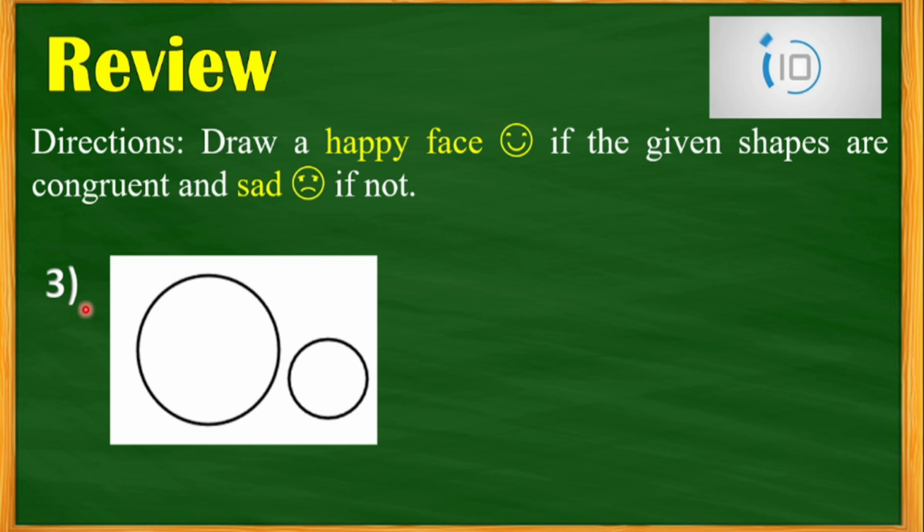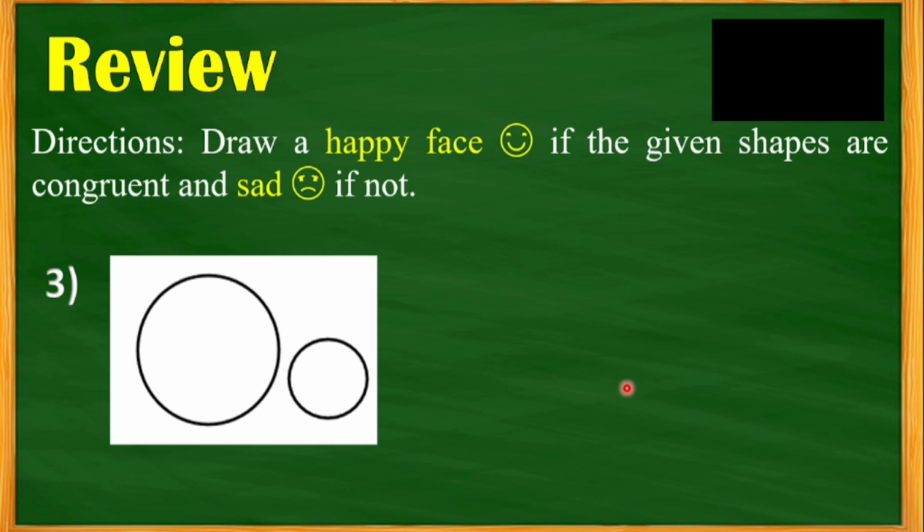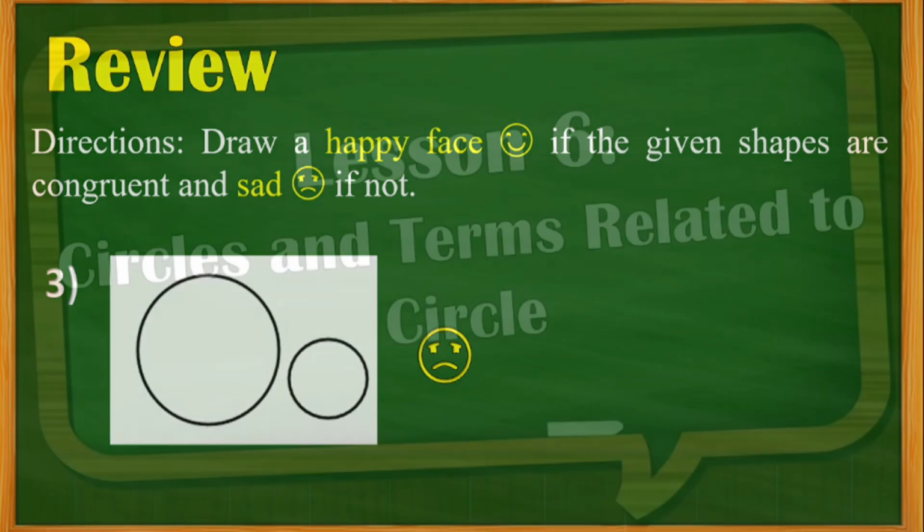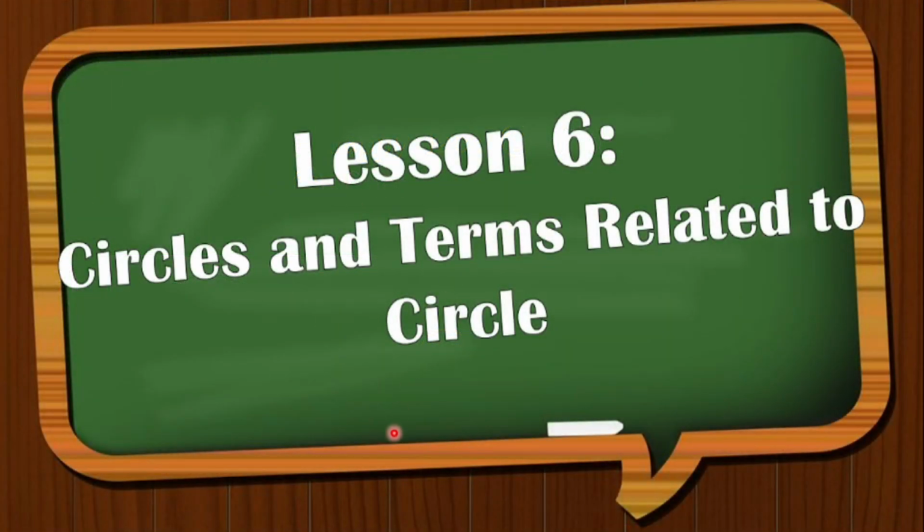Very good. Next, for number 3, you have 10 seconds. Your timer starts now. Time's up. The correct answer for number 3 is, again, sad face, because, again, they are similar in shape, but not in size. So, this would be a sad face. So, let's proceed to lesson number 6.